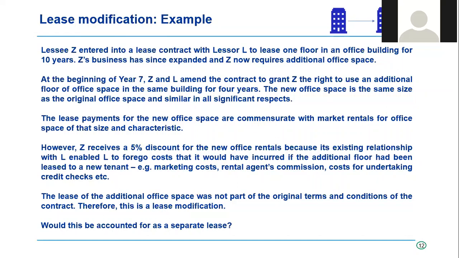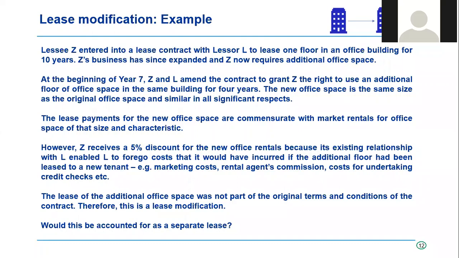The first one is this is clearly an increase in scope. And we said there are two conditions. The first is that there should be a scope increase. Having concluded that there is a scope increase, the next assessment that I would need to do is whether the additional rental that is to be paid is commensurate with market rentals for a similar space.